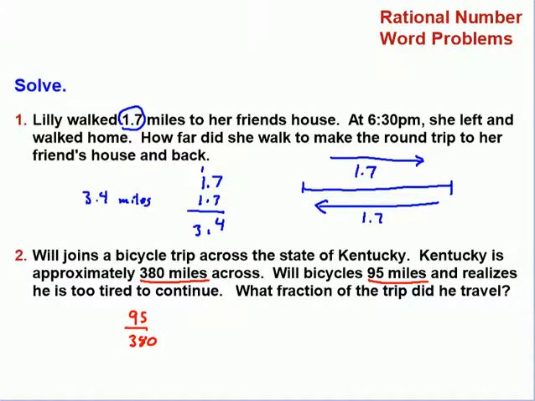Now, we have to work this out to get a simplified fraction. I happen to know that 95 goes into 380, so I'm going to divide both of these by 95. You'll have to take my word on it unless you work it out on your own, and I highly recommend that you do. 95 divided by 95 is 1, and 380 divided by 95 is 4. So that leaves us with 1/4 as the fraction of the trip that he traveled. Or if you want to write it as a decimal, 0.25. And you can calculate that on your own.